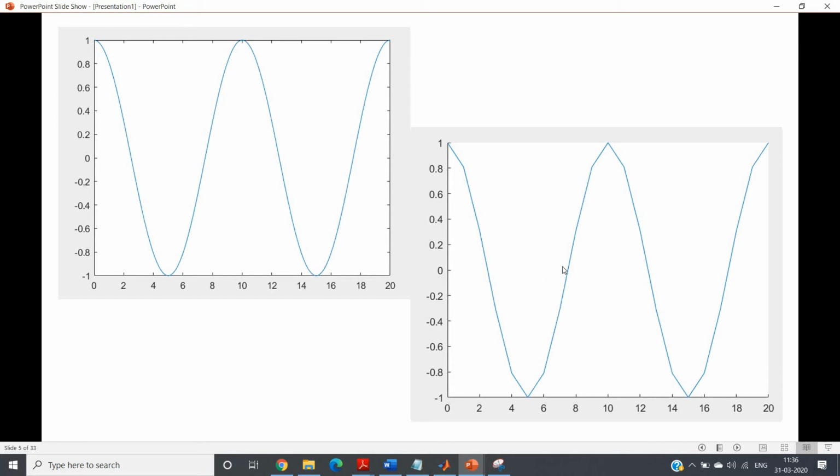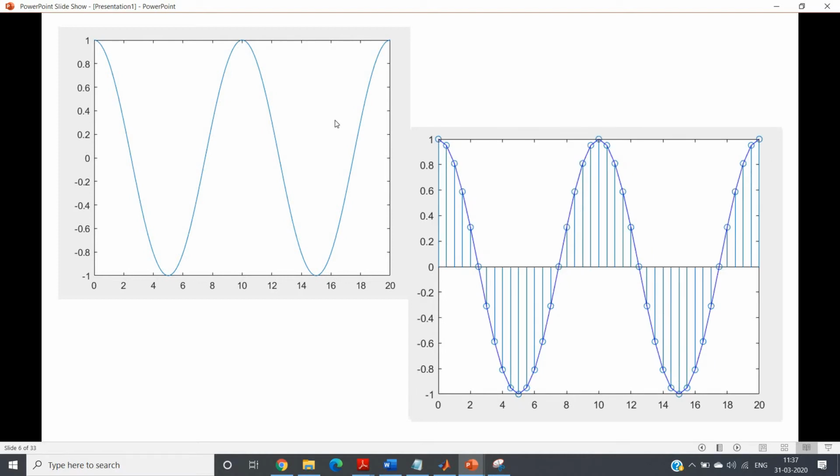Now observe this reconstructed continuous signal. It is not looking that much like a cosine signal, although we can understand that it is a cosine signal, but obviously there are some distortions. To avoid that, we increase the sampling rate. That means we increase the sampling frequency, or in other words we decrease the sampling time between two successive samples.